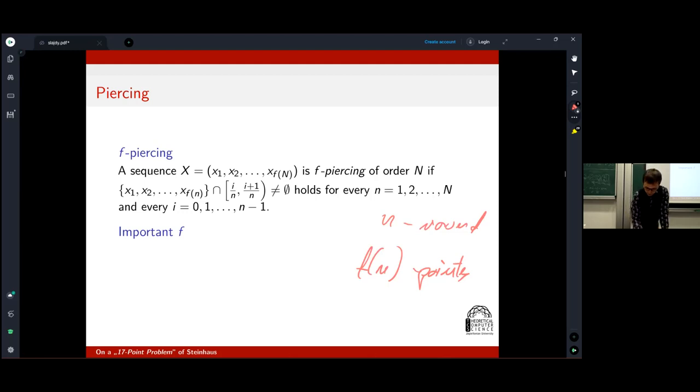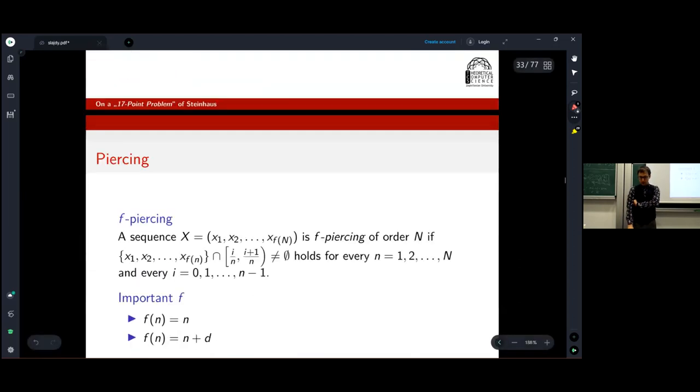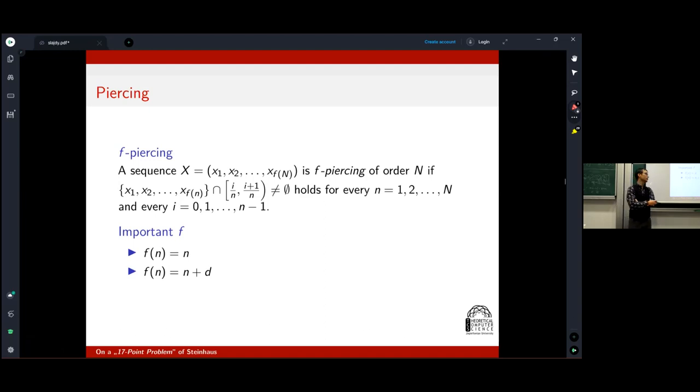And this is exactly what is written down in this definition. So first, f of n points intersect each of those n intervals dividing the interval zero-one. And for us, an important function f is f of n equals n. This is exactly the problem of Steinhaus, where you want to use n points to survive n rounds. For this parametrization, for the function S, you would take the function f of n plus d, and we will be interested in functions that are linear in n.